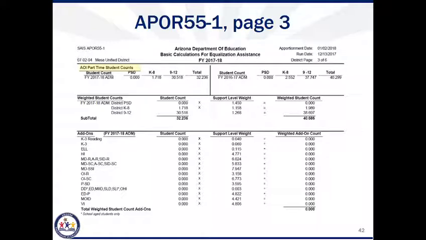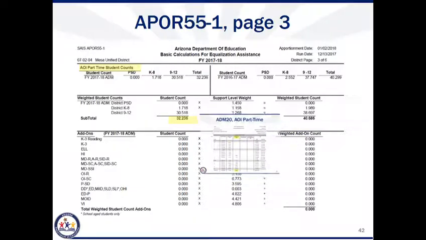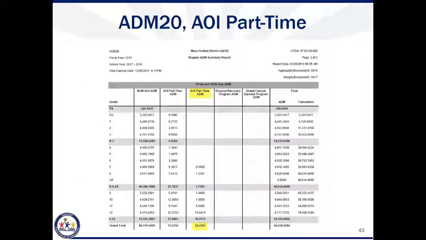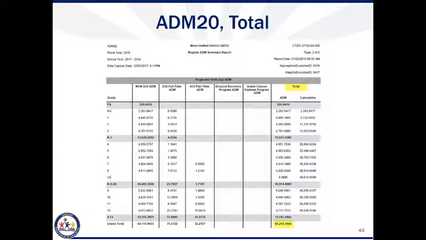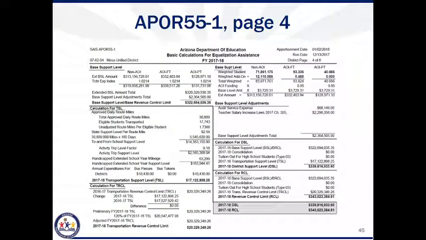Next page, we've got the last page, page 3, on the APOR 55, AOI part-time student counts. We'll see that number 32.236. And where are we looking at that again? We're looking at the ADM 20, 32.235. There's a slight rounding issue there, but it's the same. And then we've got our magic number, the 6218.584. There's my little friend just knocking it out of the ballpark. He thinks he's cool. So we've got that number again. The 6218.598 was the number that we were looking for on student counts.